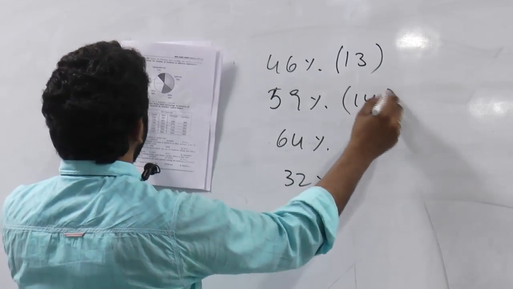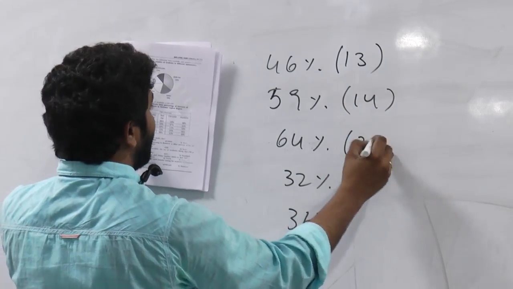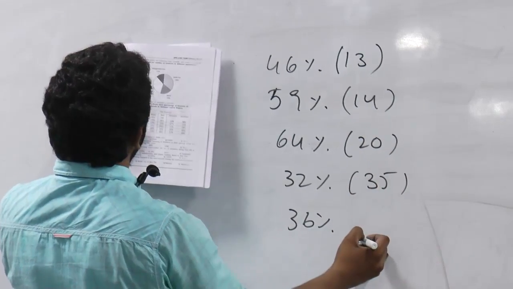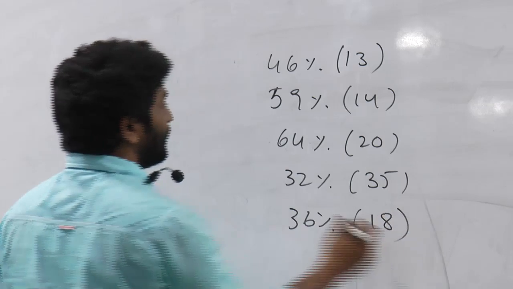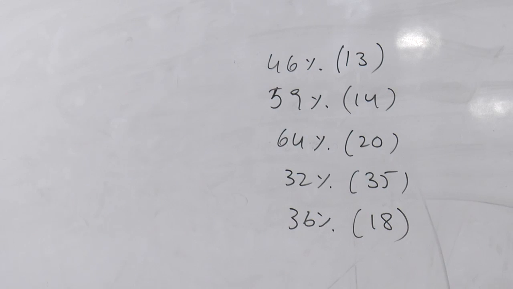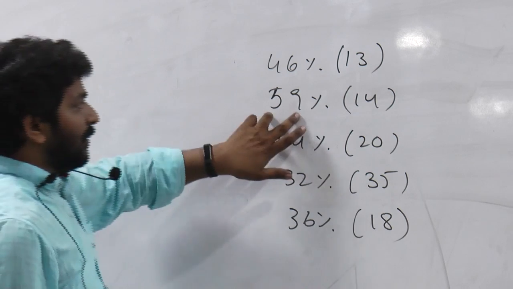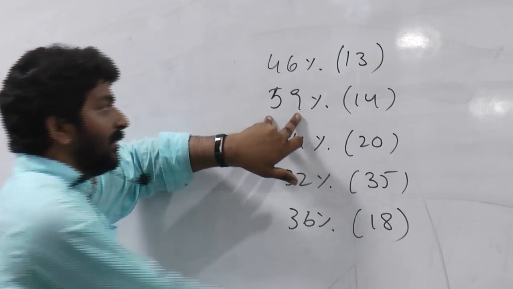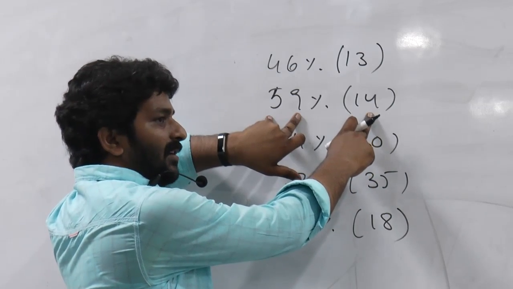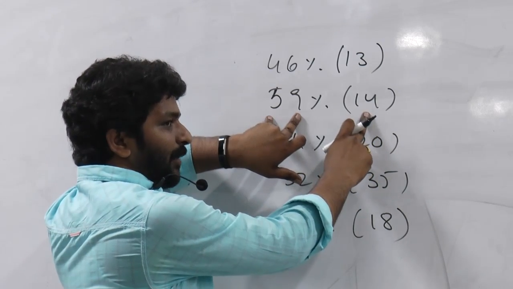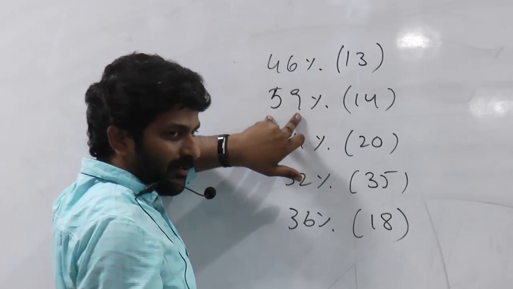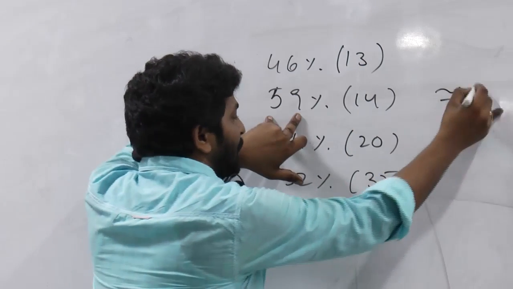Ahmedabad, it is 14. Next, JNU, 20. Next, Delhi University, 35. Next, Jamia, 18. Now, you asked about minimum number. This is near about 60%, right? 50% is 7. 10% is 1.4. Total value is more than 7.4 or near about 7.4. Approximate to 7.4.